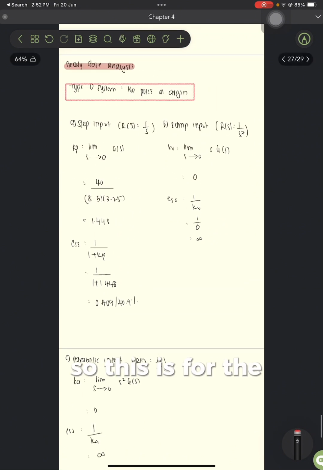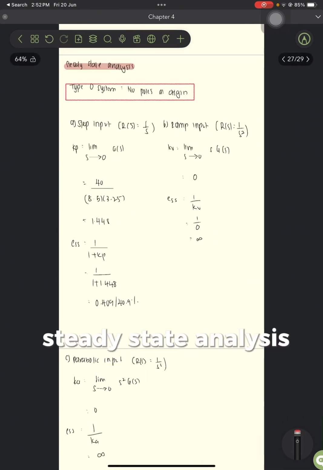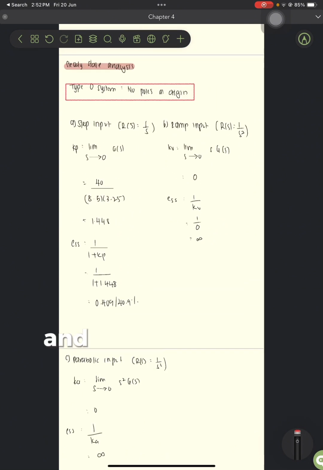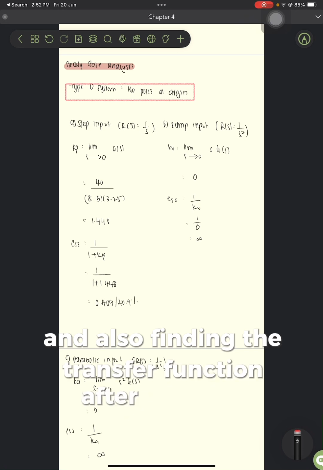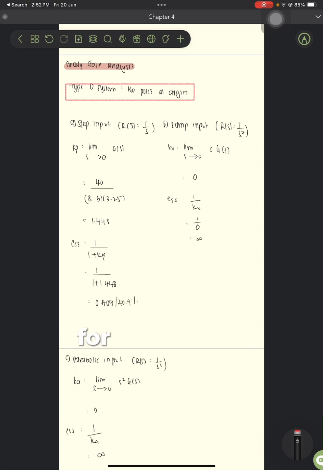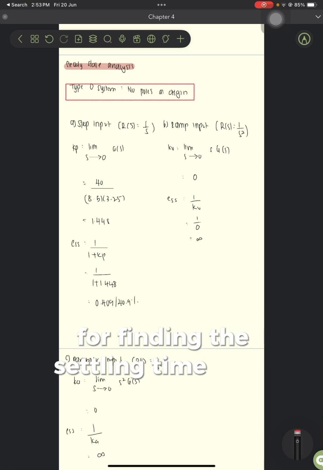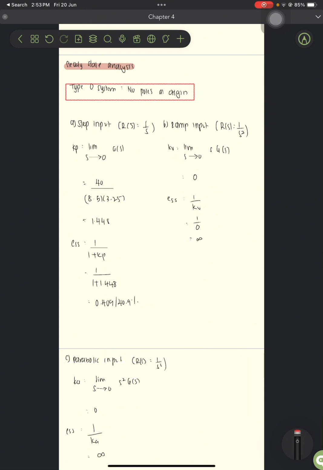So this is for the steady state analysis and the system stability, and also finding the transfer function and the equation for finding the settling time and peak time for the transfer function. So that's all from me, sir.